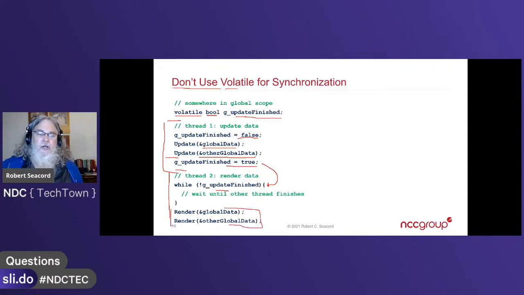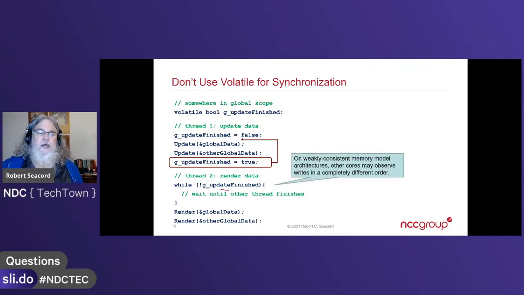And the problem with this code is that, again, reads and writes of volatile qualified objects can be reordered with respect to non-volatile operations, and so the compiler is free to relocate this code to before these global variables are actually updated. So the second thread could detect update finished being set to true and decide that these variables have been updated and render them when really they haven't been updated yet, or maybe are partially updated.